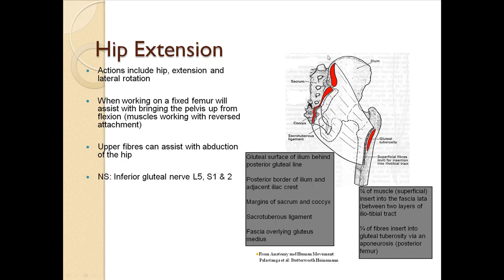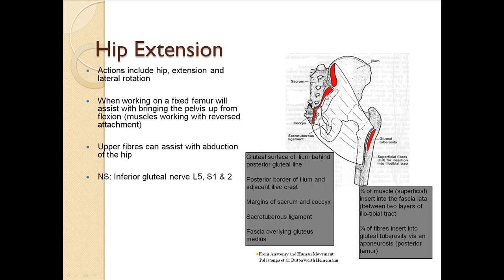Gluteus maximus has a very extensive proximal attachment, partly coming from the gluteal surface, from the external surface of the ilium behind the posterior gluteal line, margins of sacrum and coccyx, and the sacrotuberous ligament as well. It has a small attachment also on the deep fascia that covers gluteus minimus.